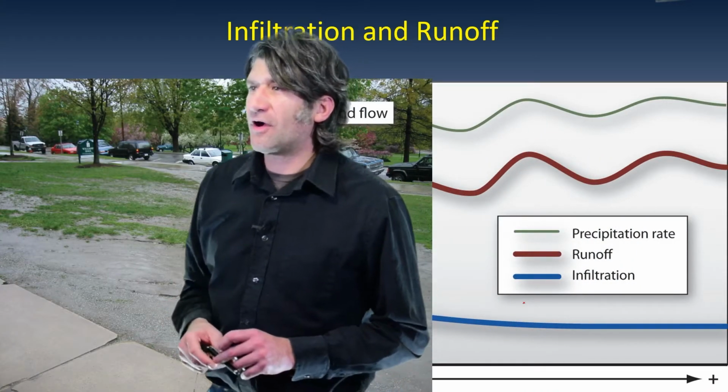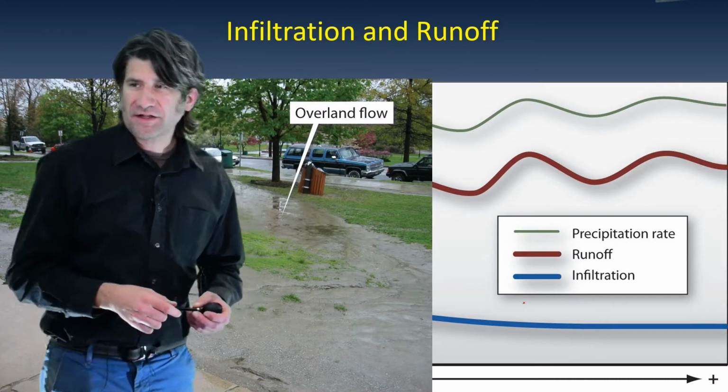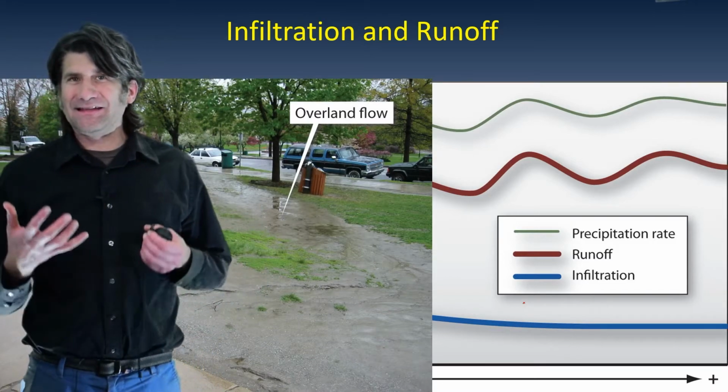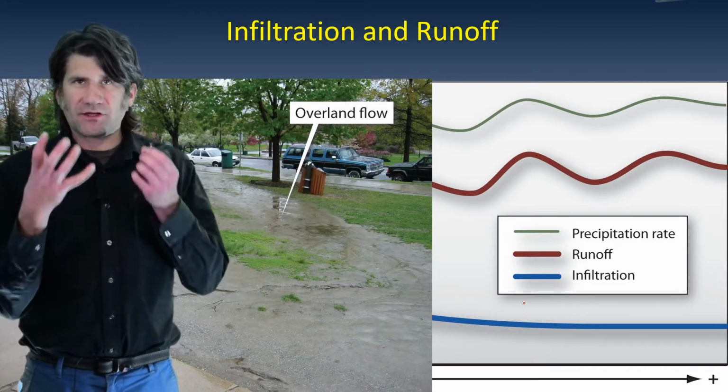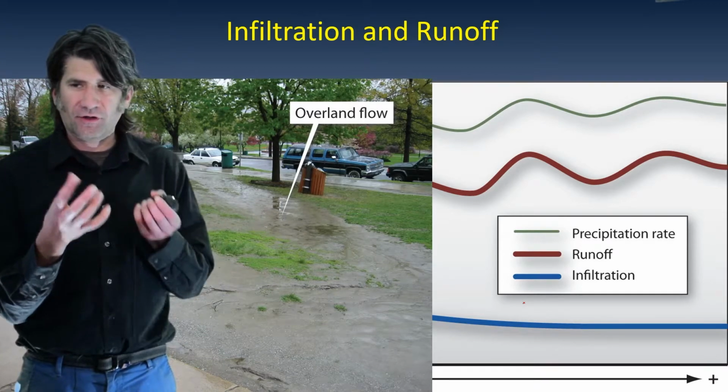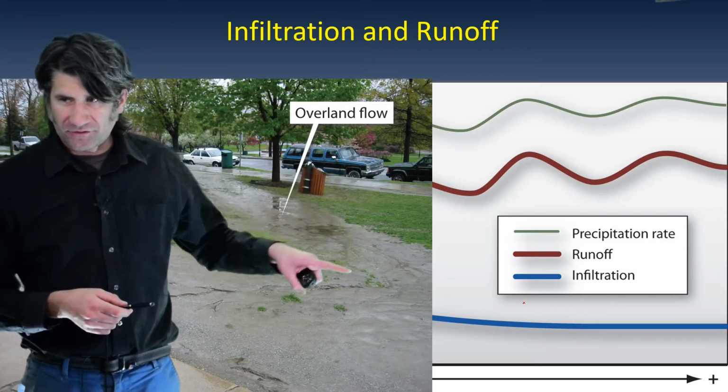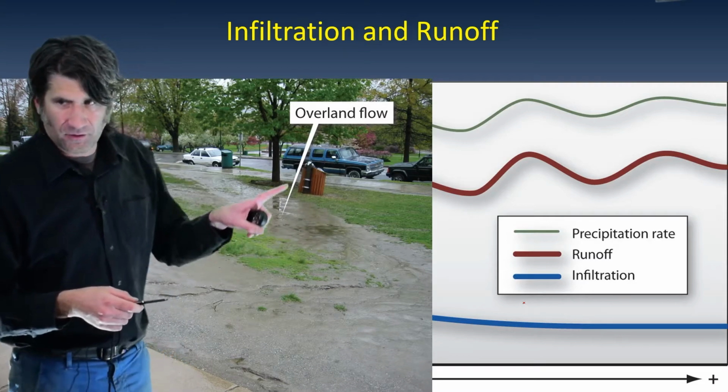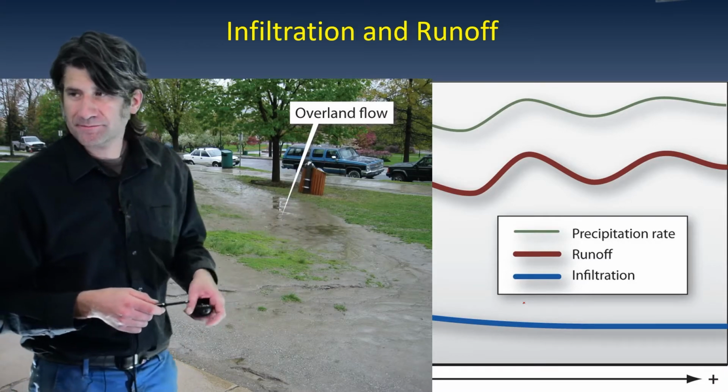Okay, so this is what that runoff can look like. Once we exceed infiltration, once we can no longer put water into the soil, then you end up with runoff along the surface. So here's this overland flow right here.